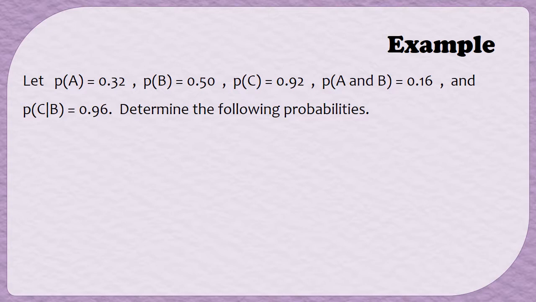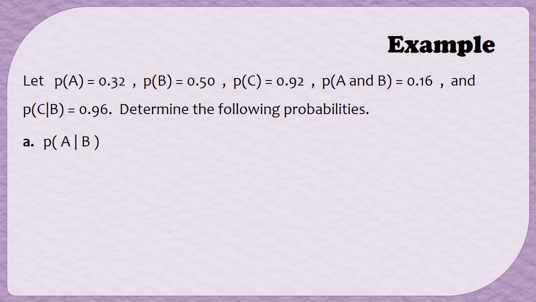In this example, suppose we know the following information. The probability of A is 0.32. The probability of B is 0.50. The probability of C is 0.92. The probability of A and B together is 0.16. And the probability of C, given that B has happened, is 0.96. And now we're going to determine a bunch of probabilities.